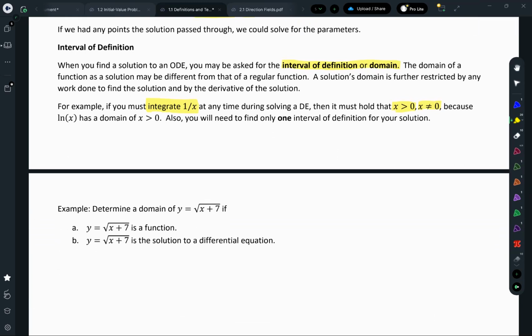We want to determine a domain of y equals the square root of x plus 7 if A, y equals the square root of x plus 7 is just a function. And in B, if y equals the square root of x plus 7 is a solution to a differential equation. So let's focus on A first.